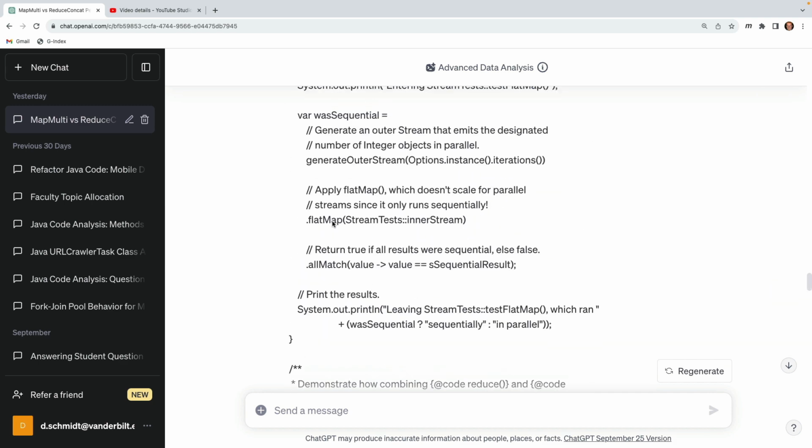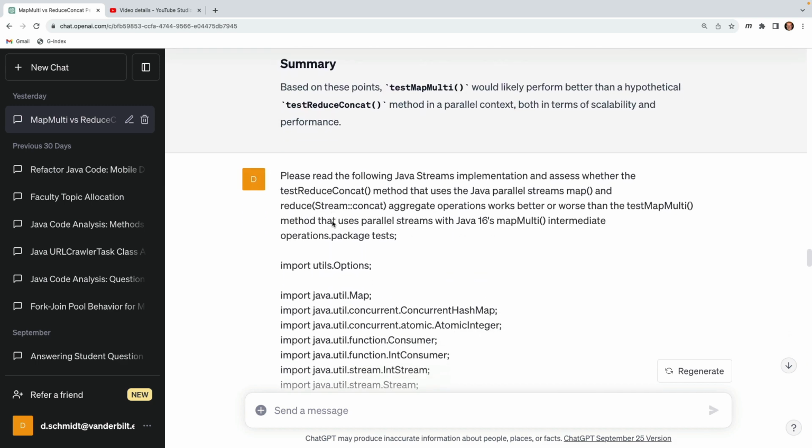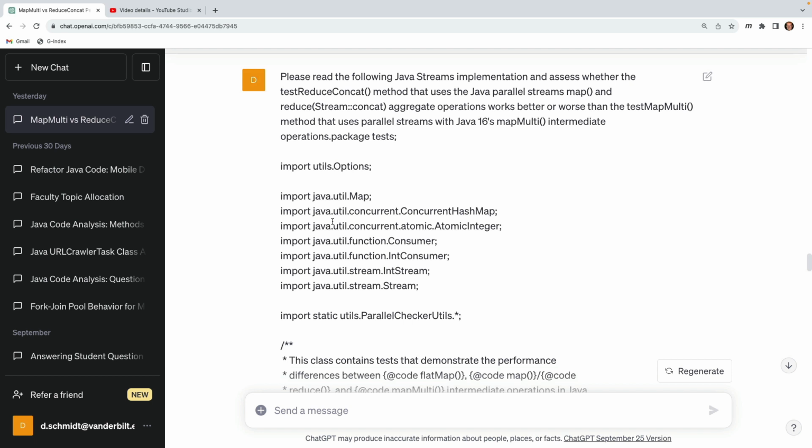And so I was curious whether, just based on my source code, ChatGPT could figure out which of these approaches would work faster. I wrote a benchmark. I know which one works faster, but I wanted to see if ChatGPT could ferret this out just based on a prompt that I give it. So here's what I said.